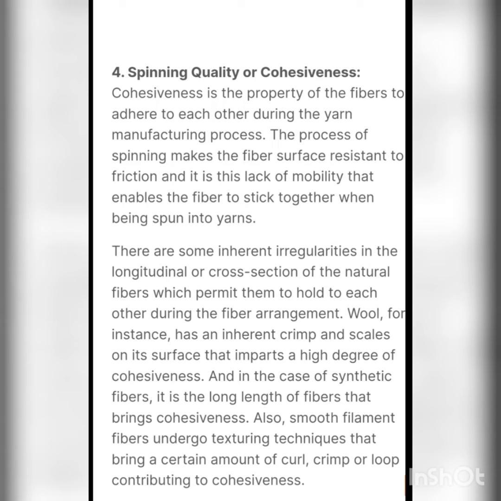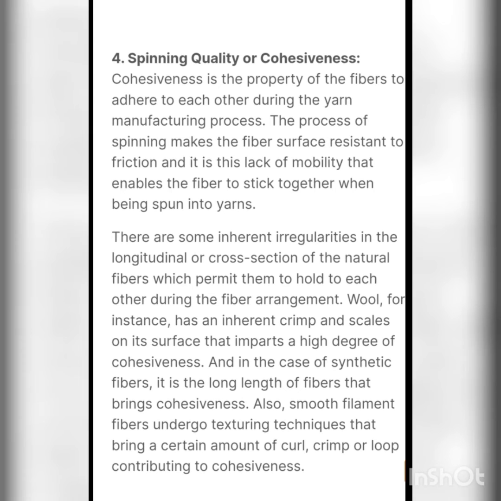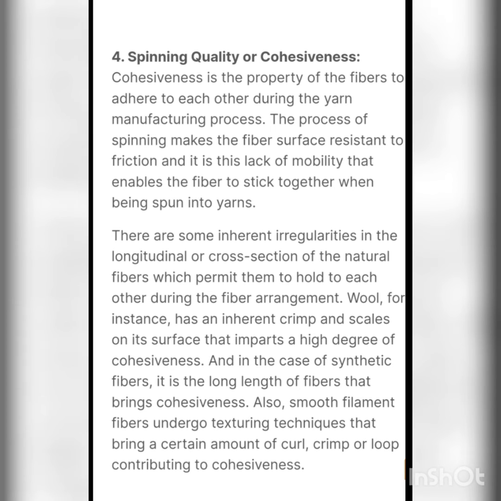There are some inherent irregularities in the longitudinal or cross section of natural fibers which permit them to hold to each other during fiber arrangement. Wool, for instance, has an inherent crimp and scales on its surface that impart a high degree of cohesiveness. We will see this in the wool structure when we study the manufacturing of wool. In the case of synthetic fibers, it is the long length of the fiber that brings cohesiveness. So cohesiveness is the quality of spinning, twisting the fibers to convert them into yarns and then into fabrics.